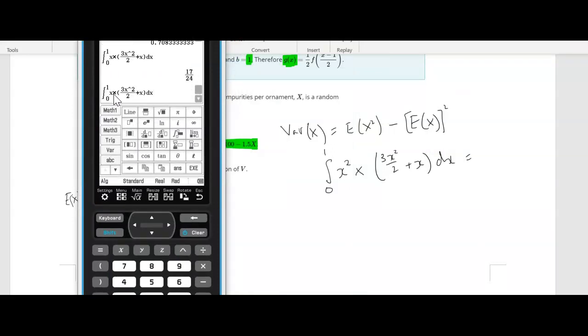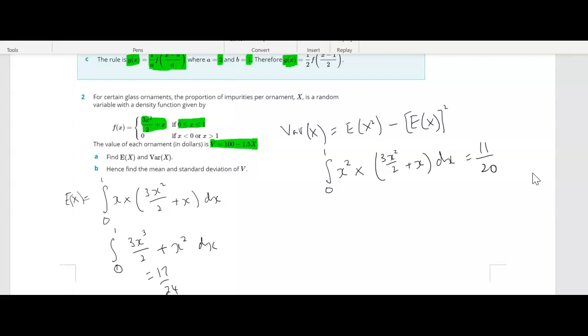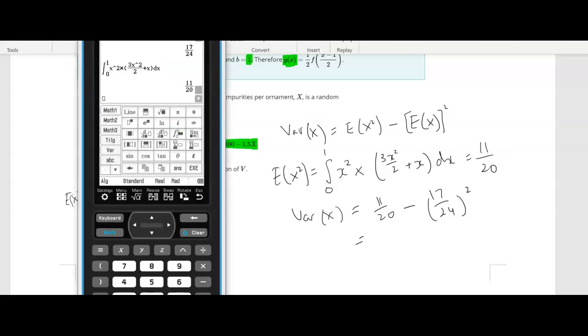All right, so I'm just going to scroll down to the power of 2. All right, so 11 on 20. So your variance, probably should write the notation, what we're doing. All right, so we've got 11 on 20 minus your mean squared, so 17 on 24 squared. I'm just going to do that on the calculator.